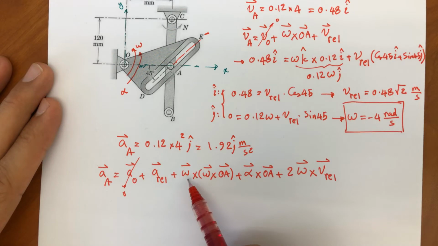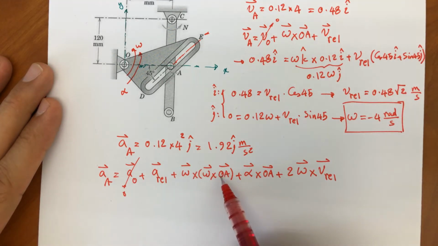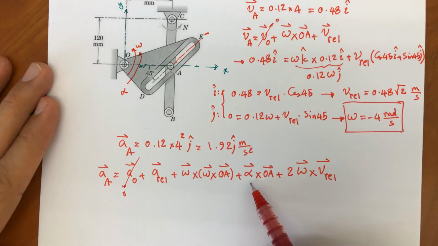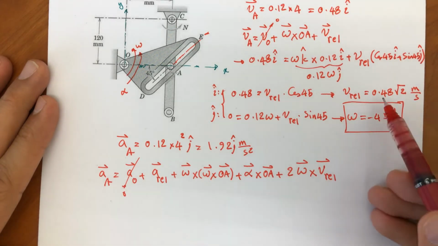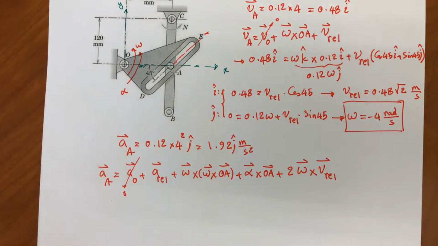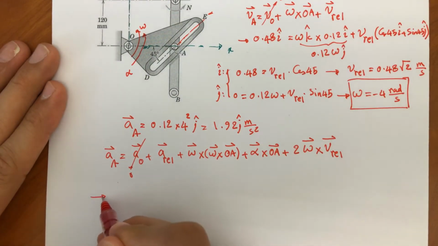Second part, or third part, omega, we found it in the previous part, so there is no unknown here. Alpha, we don't know the alpha, but we know the direction is k, like any other 2D problems. So we have another unknown here. Omega and v rel, again, we found in the previous parts. So we have only 2 unknowns here, and we have 2 equations. So everything is fine now.